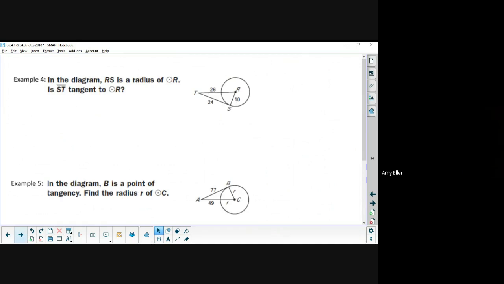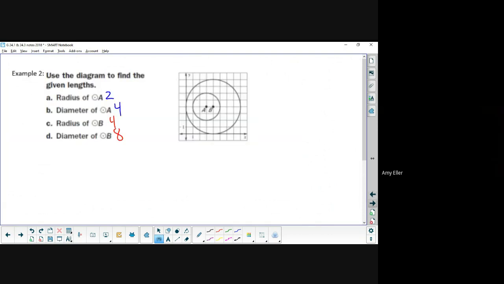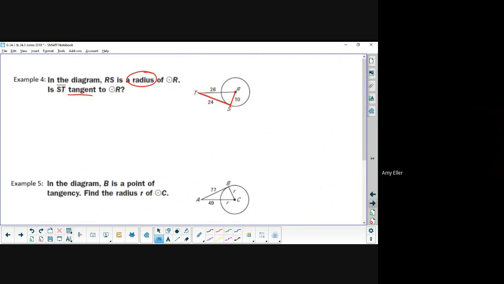Example 4. In the diagram, RS is the radius of the circle. Is ST the tangent? Well, let me go back to this box we had at the front. It said if we have a radius and a tangent, they will be perpendicular. So when the question asks if it is tangent, it's going to be if they are perpendicular. So if these are perpendicular, then yes, it would be. So we have to figure out if this is perpendicular or not.